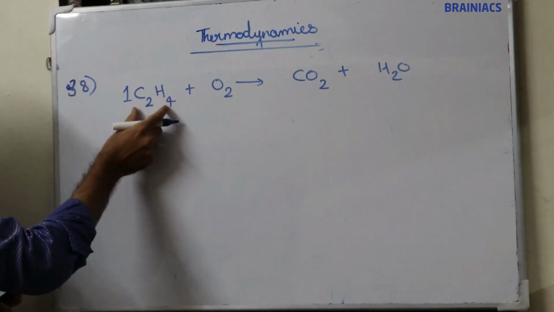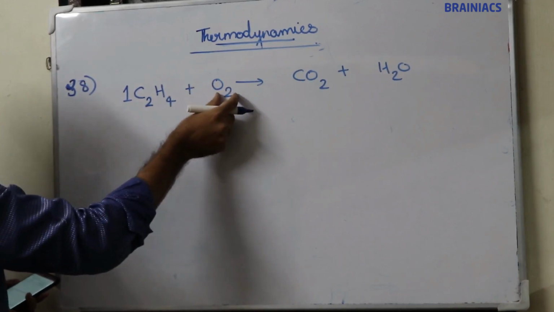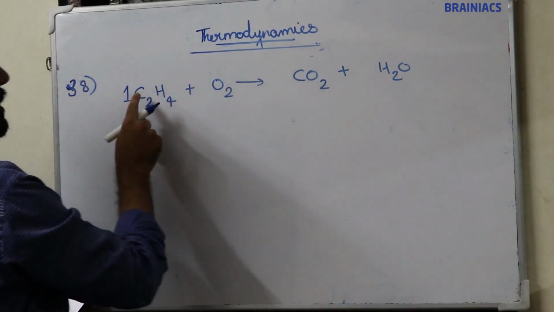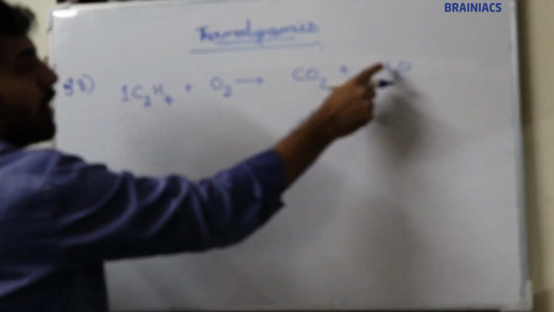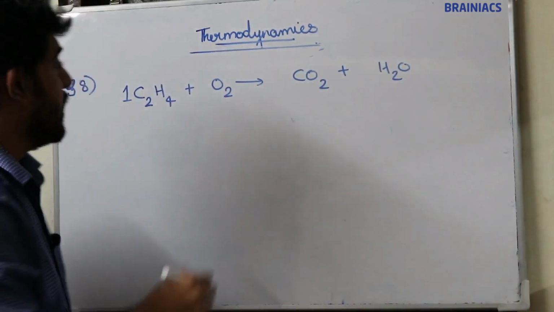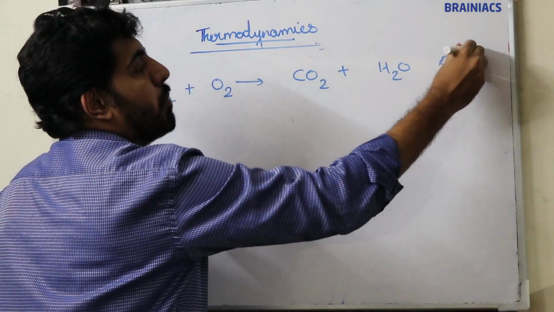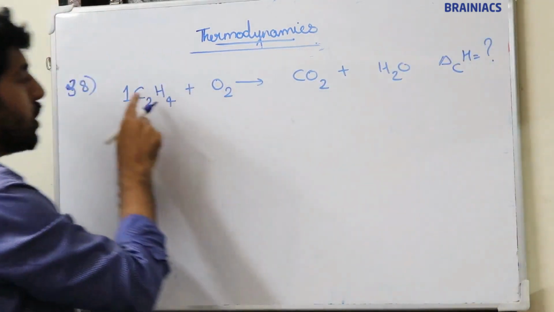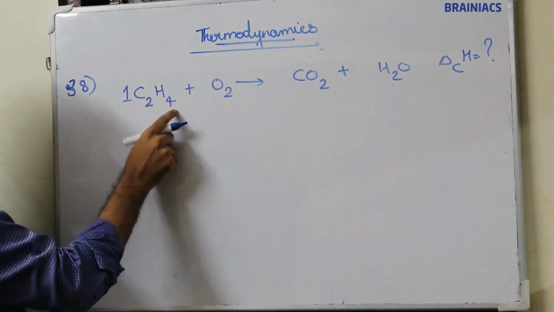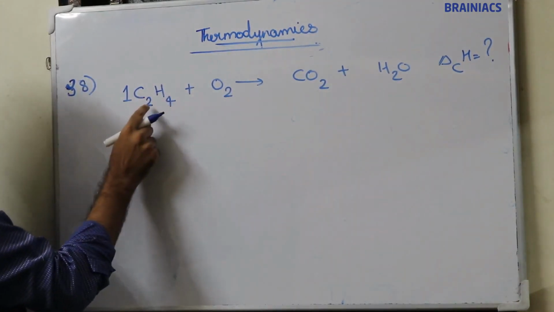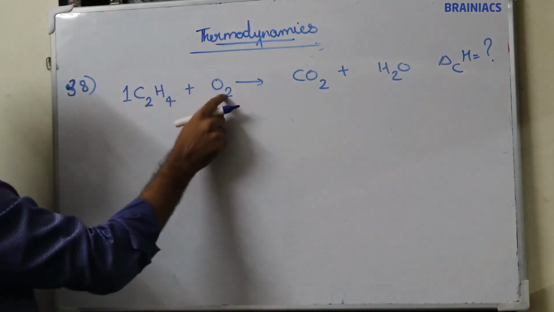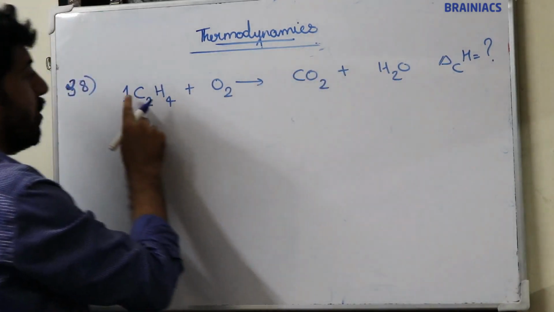So 1 mole of methane burned in oxygen to produce carbon dioxide. Carbon reacts with oxygen to form carbon dioxide and water. Right. So we have to balance this equation. Enthalpy of combustion. So we have to calculate the enthalpy of combustion of ethene. So ethene reacts with oxygen to form carbon dioxide and water, 1 mole.